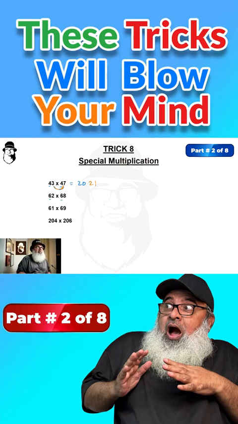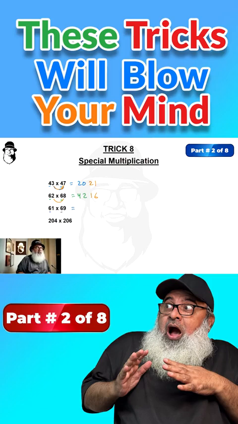Exactly same thing here. Same digit is 6. So 6 times next number 7 is 42. And then the next part is last digit by last digit. 2 times 8 is 16. So for this trick, special trick to work, first digit must be same and the last digits, they add up to 10.